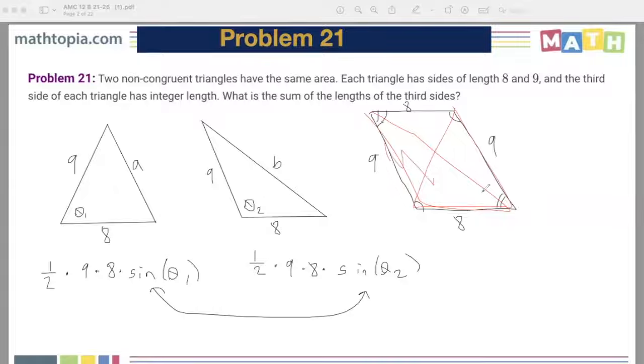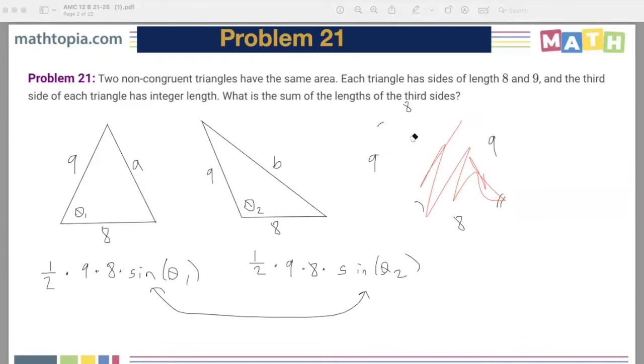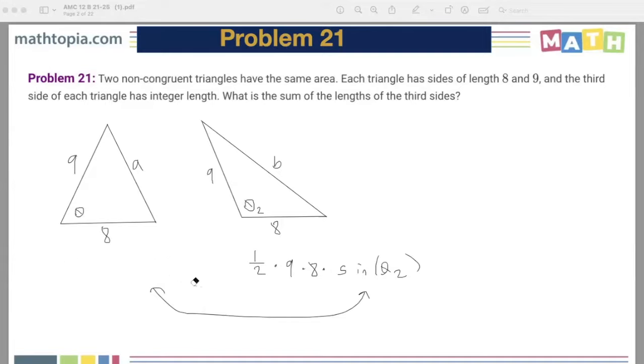The reason why these two triangles have the same area is that they're each half of the parallelogram. That should be pretty clear. They're both half the area of the full parallelogram. So in general, when these two angles add up to 180 degrees, the two triangles have the same area. What we get out of that is that this angle is theta 1, or I'll just call it theta from now on. And the other angle, I'm going to call 180 minus theta.